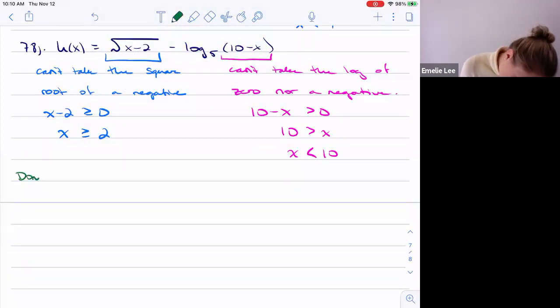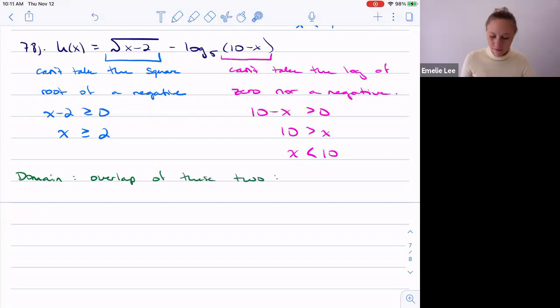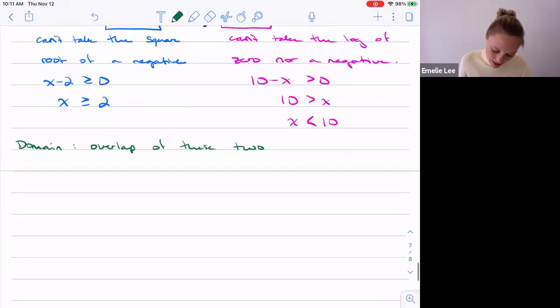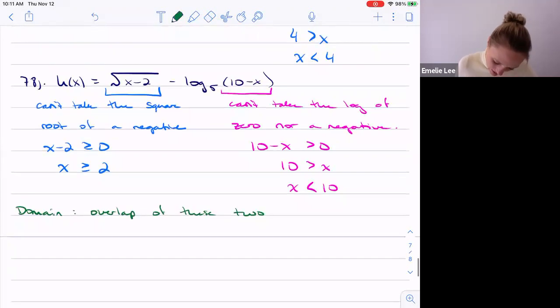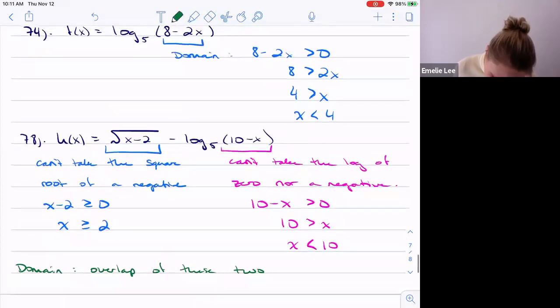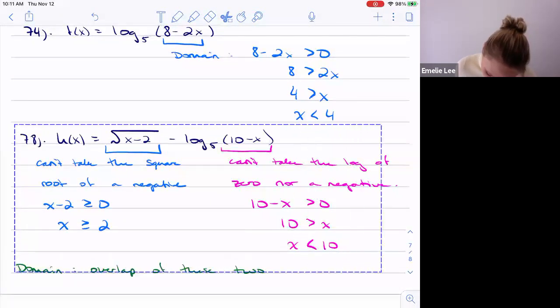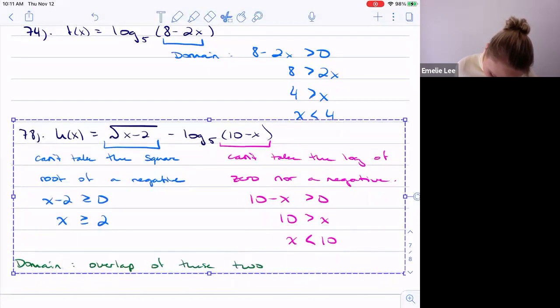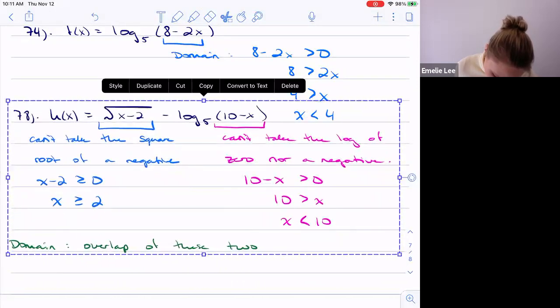The overlap of these will be the overall domain. So the domain is the overlap of these two. Okay, because x has to be less than 10, but it also has to be greater than or equal to 2. I find it's easier to do a number line. And so I guess I'll put it on. I only need one more line, so I'm going to just bump this up one line.